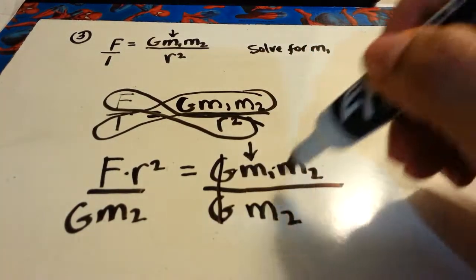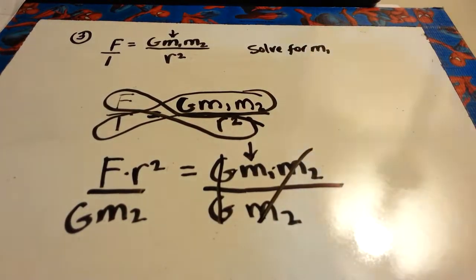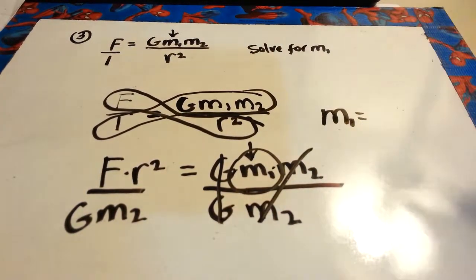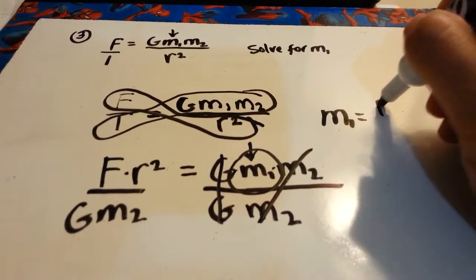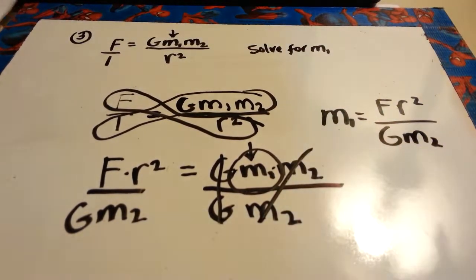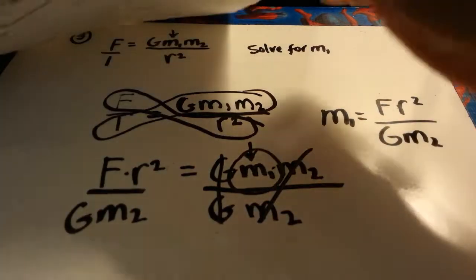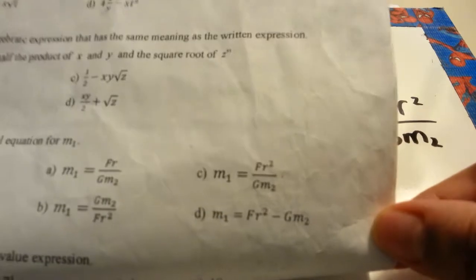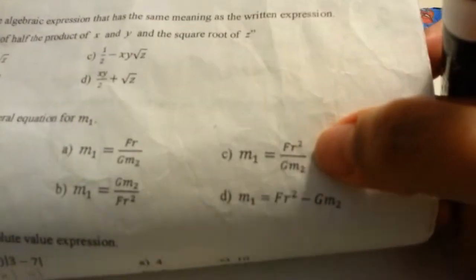See, this cancels out the g's, cancels out the m2's. And what do we have? We have that m1 equals f r squared over g m2. And you go to the test and you find the answer choice that matches this. F r squared over g m2 happens to be C, and that's the correct answer choice.